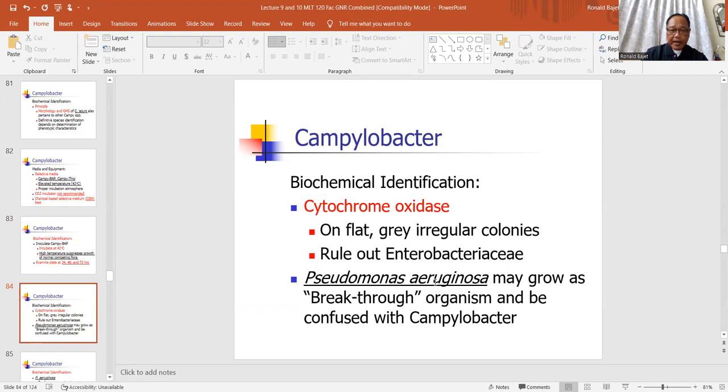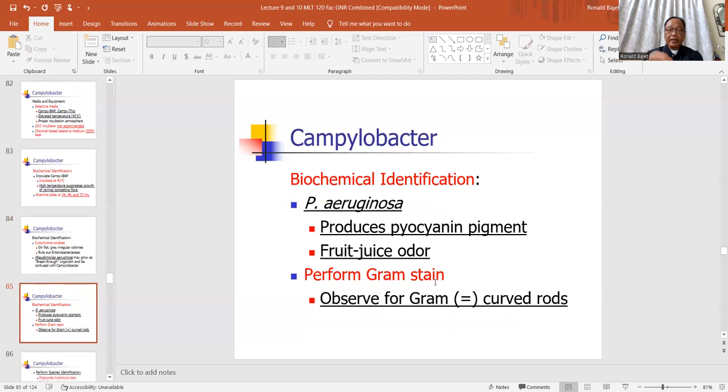Campylobacter oxidase is positive. Pseudomonas is oxidase positive as well, but Pseudomonas aeruginosa also likes to grow at 42 degrees. So the way you can tell the difference, because they're both oxidase positive, they both grow at 42 degrees, is that Pseudomonas aeruginosa produces a pigment. You look for pigment production, and Pseudomonas aeruginosa has the fruit juice odor. You've smelled that in the laboratory. So Pseudomonas has that fruit juicy odor. And then you perform the Gram stain. That's another way you can tell the difference between Campylobacter and Pseudomonas aeruginosa.